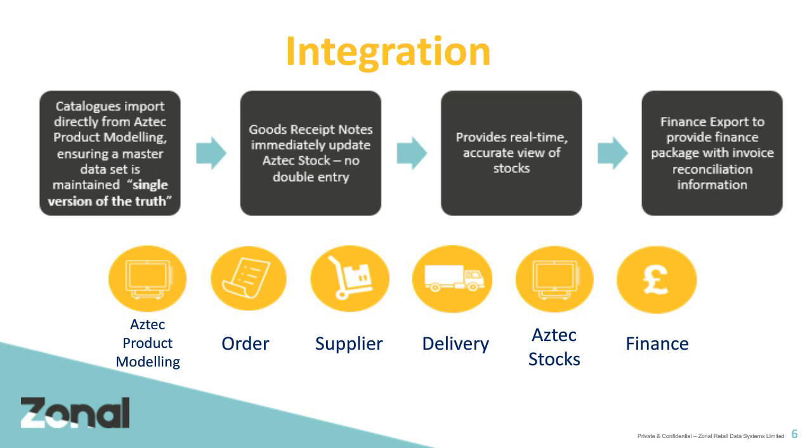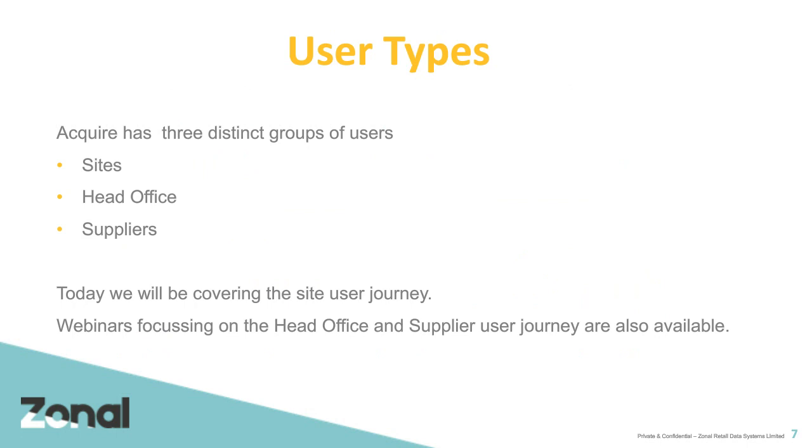Acquire has three distinct groups of users: sites, head office, and suppliers. Today we'll be covering the site user journey only, as it shows you the core features and functions and gives you a feel for the user interface, which we hope you'll agree is clear, intuitive, and easy to use. Webinars covering the head office and supplier user journeys are also available. Just let your Zonal representative know if you'd like to see one of those, or send us a message using the icon at the bottom of your screen.